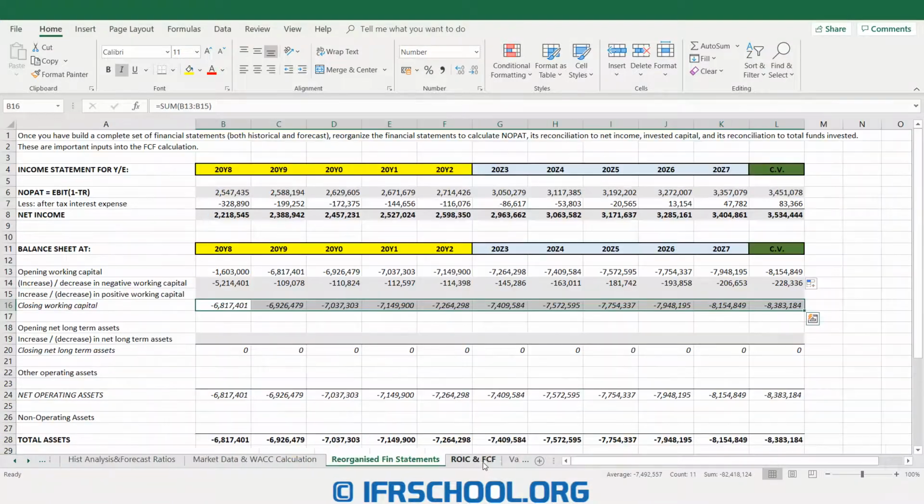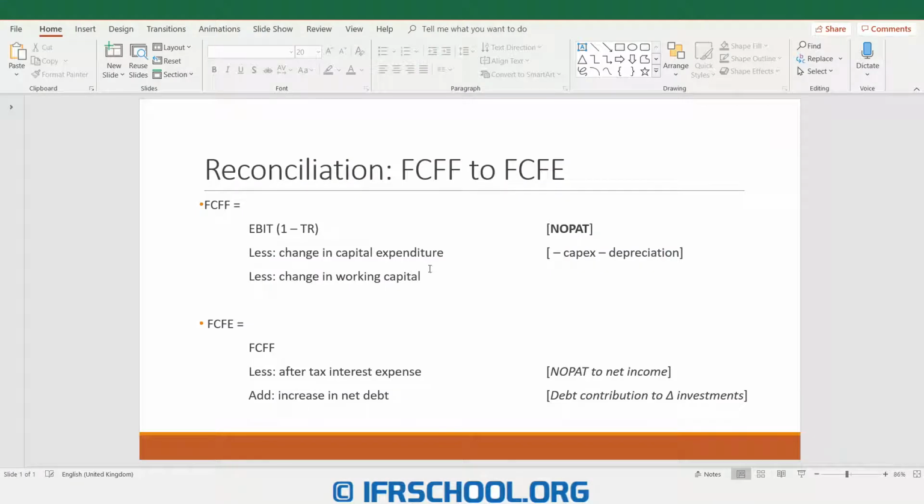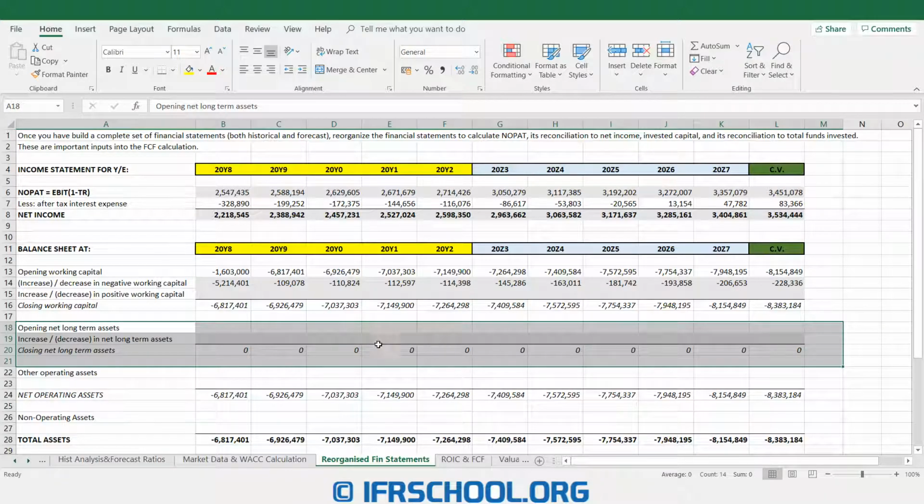We can see that they do. We're assured that we haven't made any errors in that calculation. We will now calculate CapEx for each forecast year. We need the figures for CapEx to calculate free cash flow to the firm. CapEx will be calculated in this section of the reorganized financial statements.